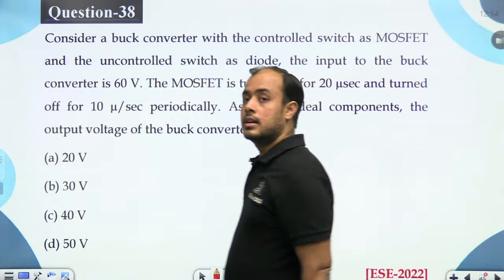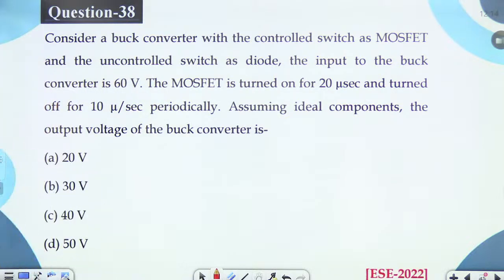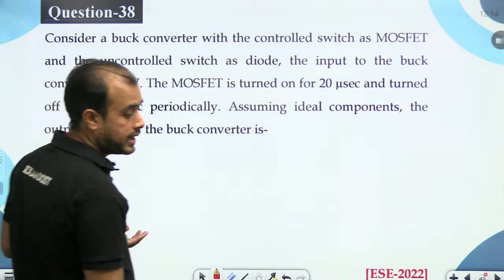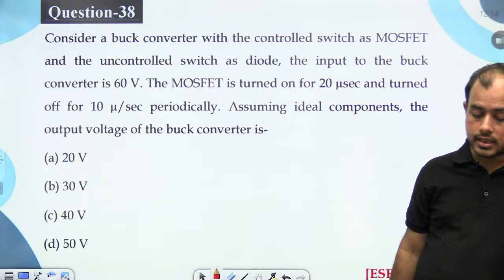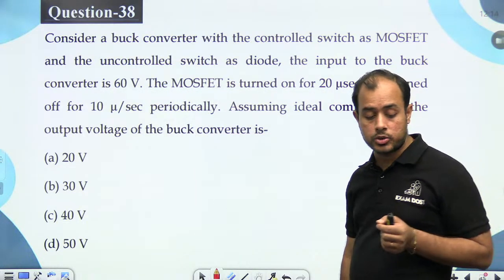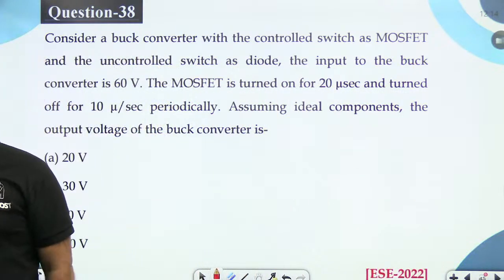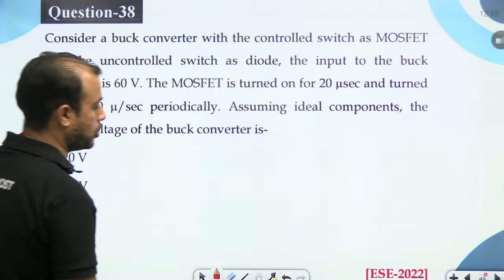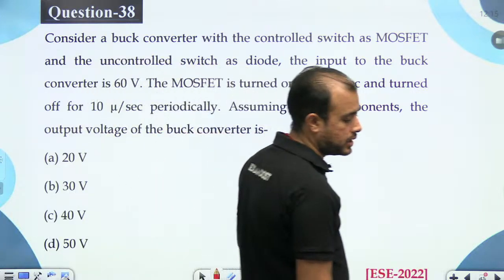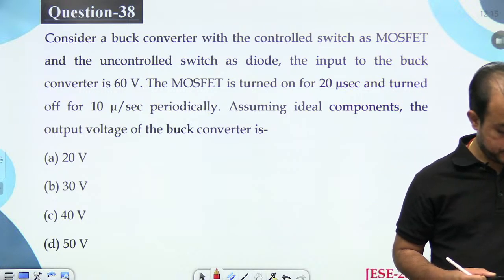1.22. Consider a buck converter with a controlled switch as MOSFET and uncontrolled switch as diode. Input to the buck converter is 60 volt. MOSFET is turned on for 20 microsecond, turned off for 10 microsecond. Find output voltage of the buck converter.